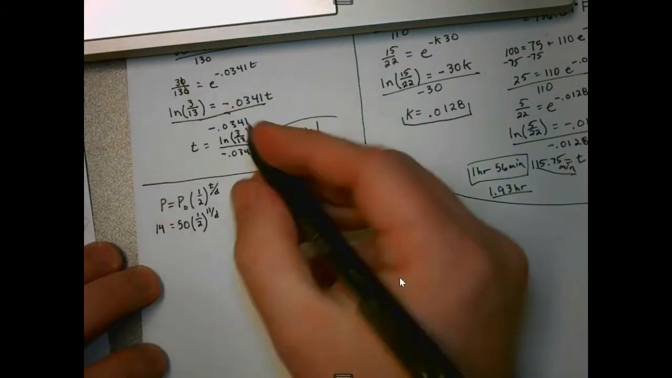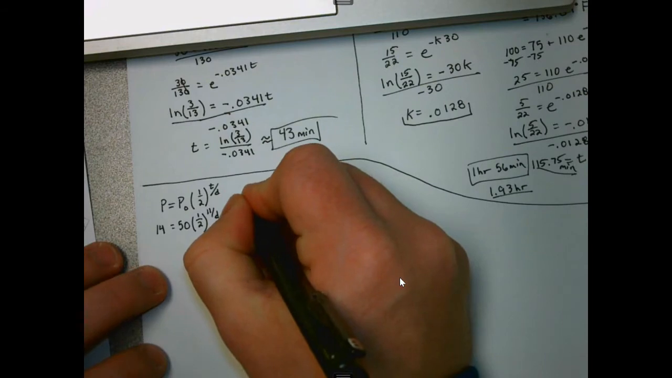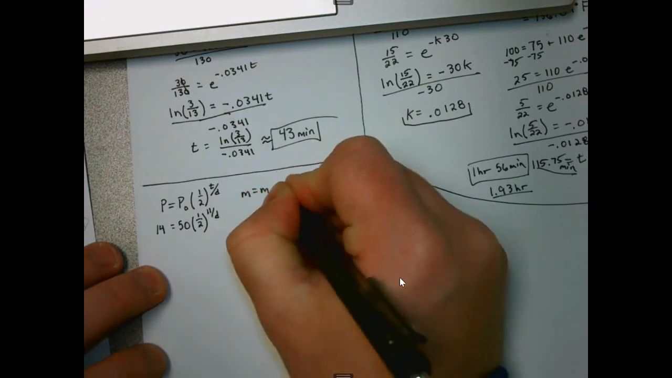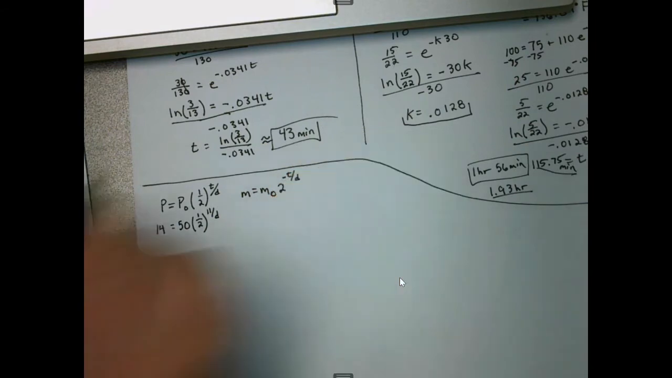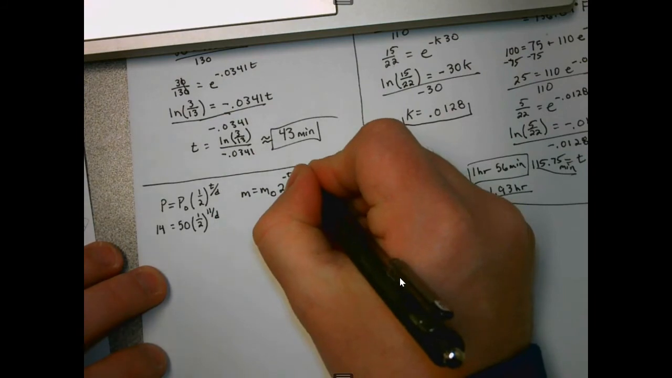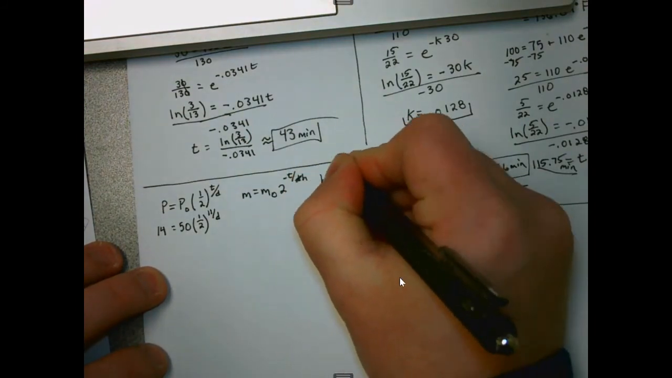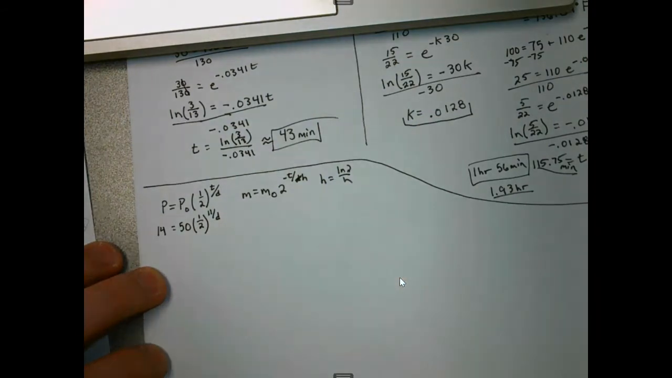Okay, the other formula that you could use is very similar. It looks like this. M equals M naught 2 to the negative T over H, and they say H equals ln 2 over R. H is the half-life, and this is R.